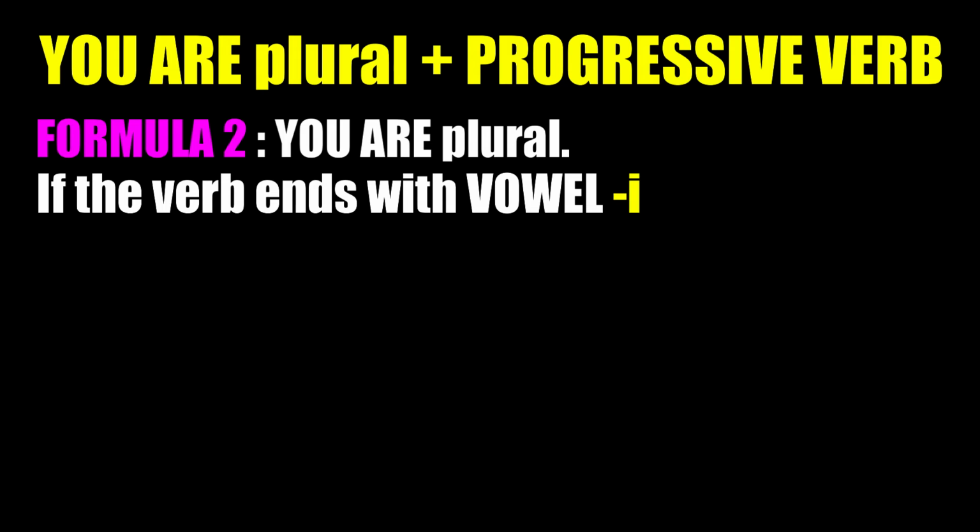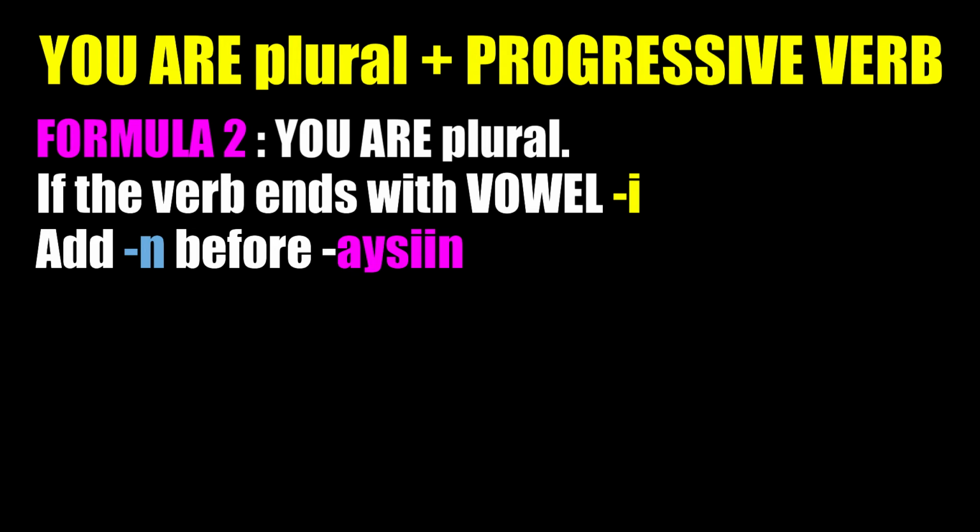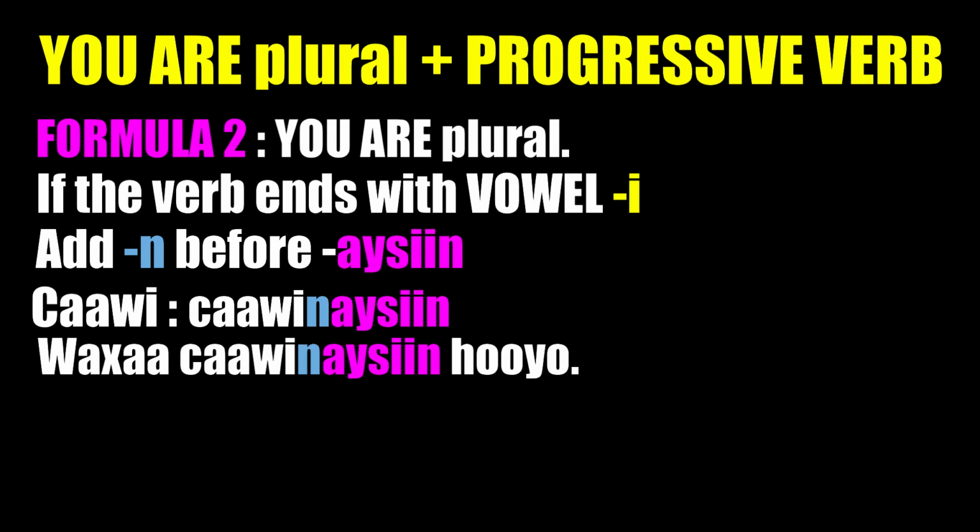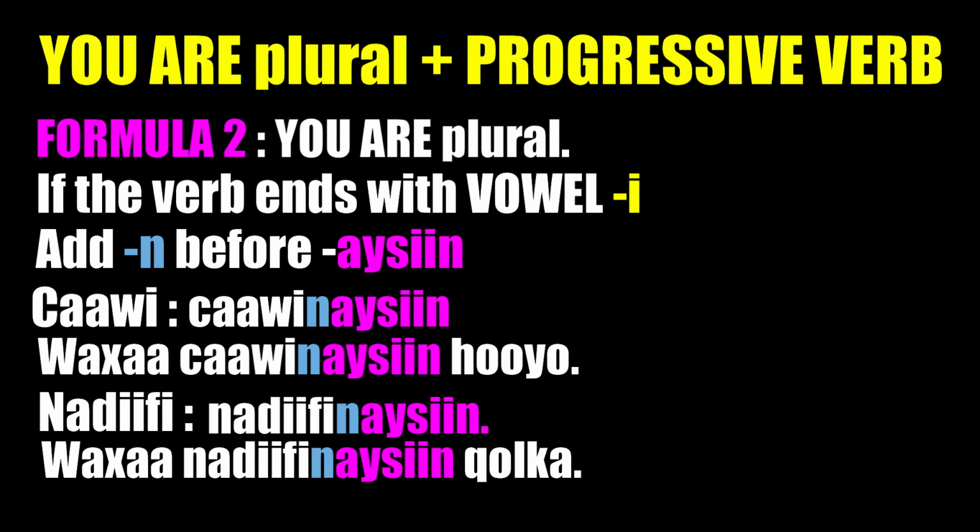Formula or rule 2. If the verb ends with vowel I, we need to add na before we add a sin. For instance, caawi, caawinaysiin. Waxa caawinaysiin hooyo. You are helping mom. Nadiifi, nadiifinaysiin. Waxa nadiifinaysiin qolka. You're cleaning the room.